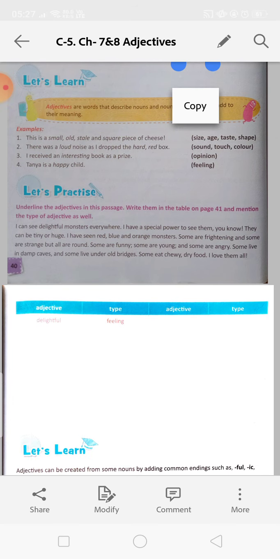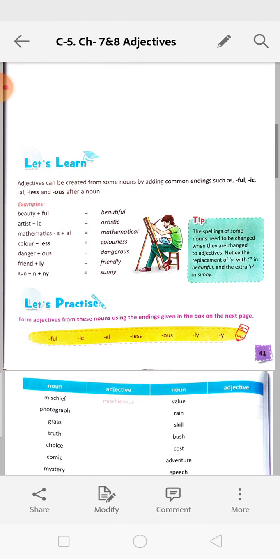Next, underline the adjectives in the passage, then in the table on page number 41, and mention the type of adjectives as well. One is done for you. You will see the examples and you will try.